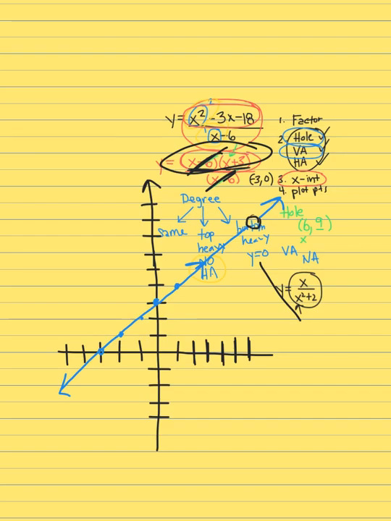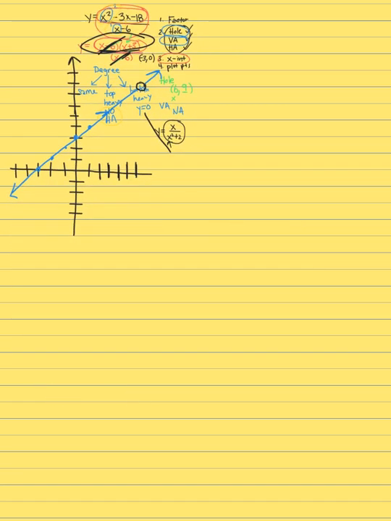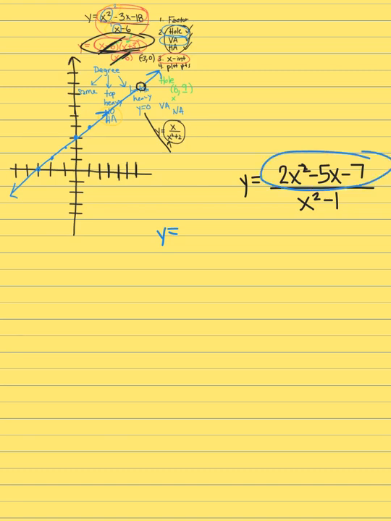Okay, I'm going to do another example here. We'll do the function y equals 2x squared minus 5x minus 7 over x squared minus 1. So the first thing I want to do is simplify and factor this out. I'm going to have y equals, factor this out. I can factor this by grouping.